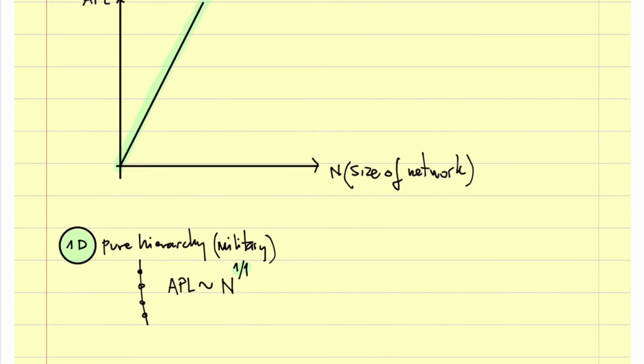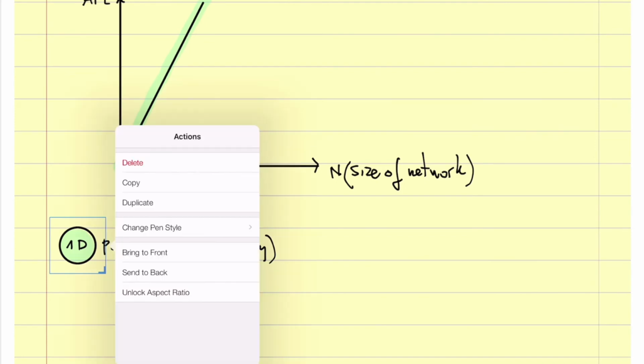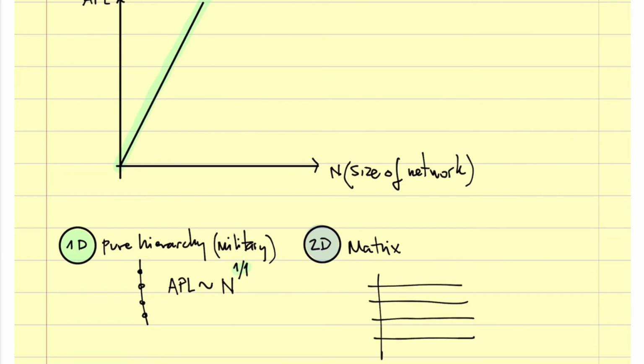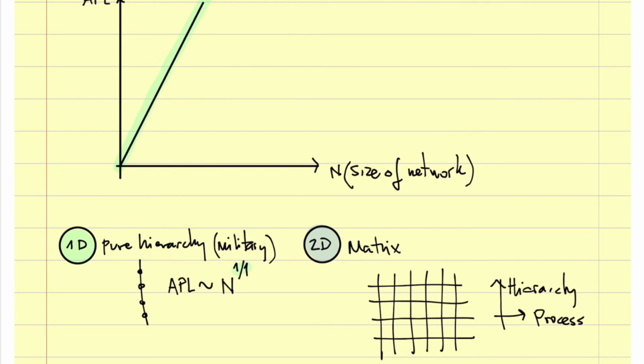Okay. That's why intuitively organizations tend to create new organizational structures like a matrix organization. Probably you've heard of it before. And the reason why a matrix organization works better than the pure hierarchical organization is just based on the structure of the network that is created. Okay, so usually you look at the horizontal level, which is the process level, and the vertical level, which is the hierarchy level. And here what you get is an APL which is proportional to n to the power of 1 divided by 2.